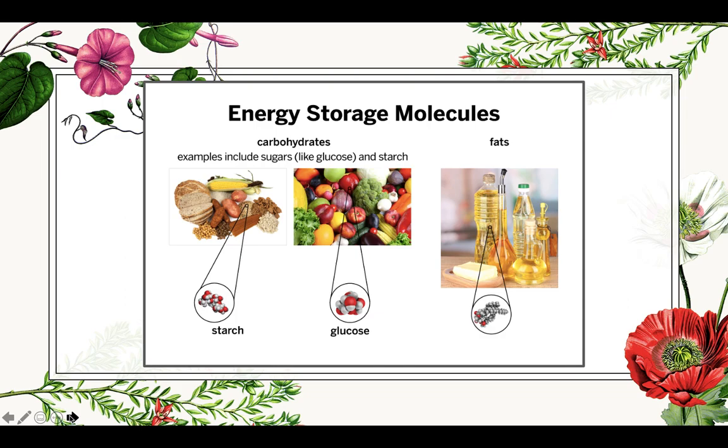Energy storage molecules, such as starches and fats, are too large to pass through cell walls. When the body needs these larger molecules, they're broken down first into glucose, which does pass through a cell wall. Once inside a cell, the energy storage molecule can be used along with oxygen by the cell to release energy.